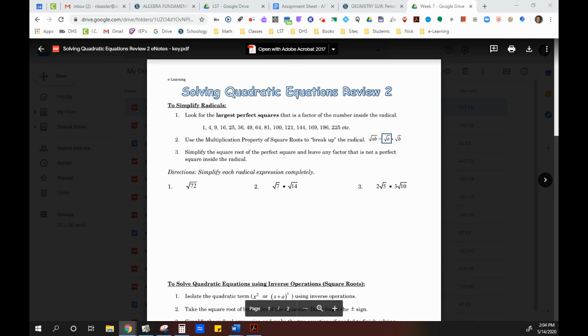So now I'm ready to take the square root of both sides. And again, the square root undoes the square, so I'm left with x minus 5 is equal to plus or minus 3, because the square root of 9 is 3. That is my perfect square number. All right, so now I'm ready to make my two equations. x minus 5 is equal to 3, or x minus 5 is equal to negative 3.